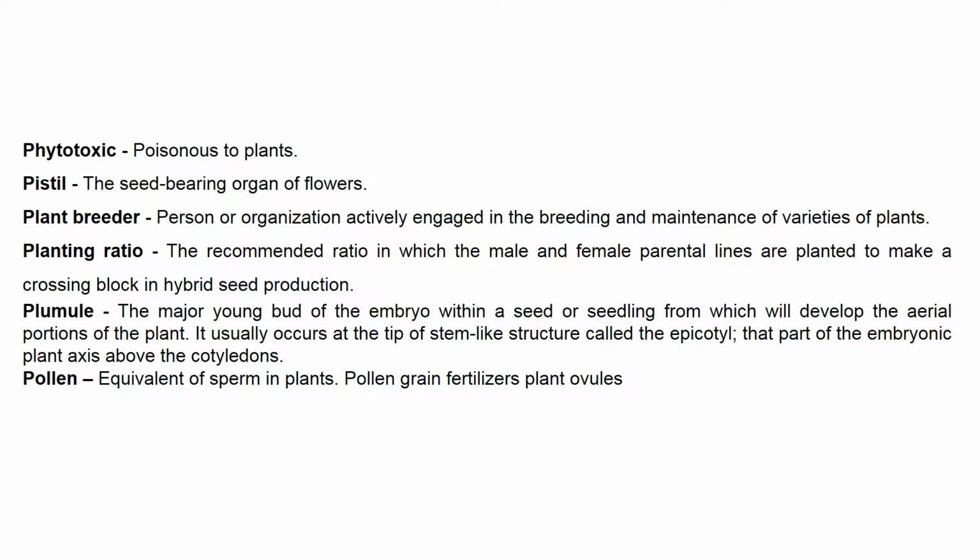Plumule, major young buds of the embryo within a seed or seedlings from which will develop into aerial portions of the plant. It usually occurs at the tip of stalk-like structure called epicotyl, that part of the embryonic plant axis above the cotyledon. Pollen, equivalent of sperm in plants. Pollen grain fertilizes plant ovules.